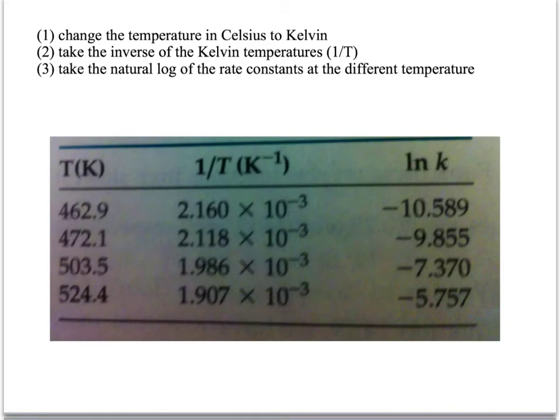When you've changed the temperature and taken the inverse, you should have received these values. And when you've taken the natural log of the rate constant, you should have received the values for the natural log of K that I've listed here.